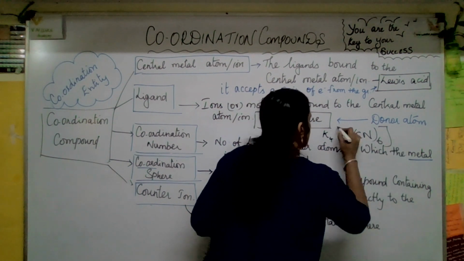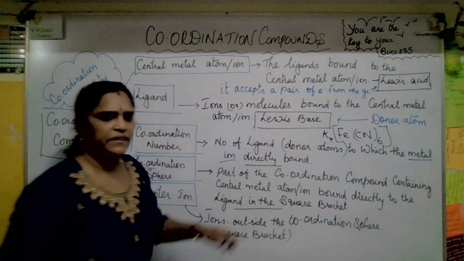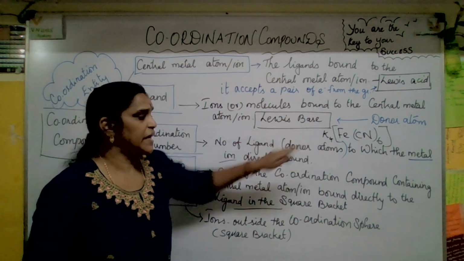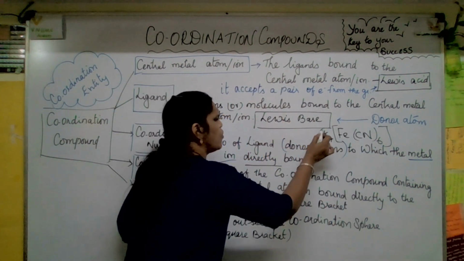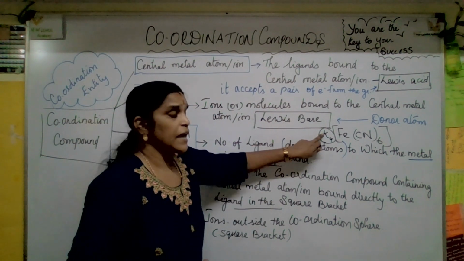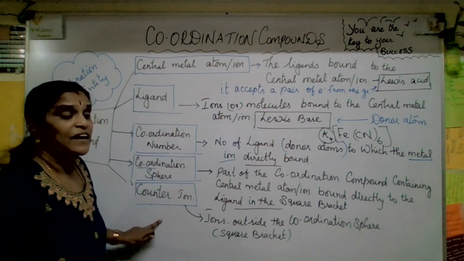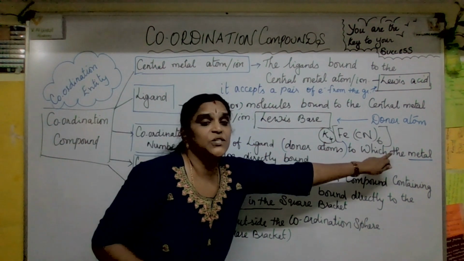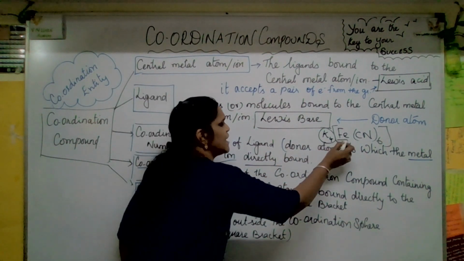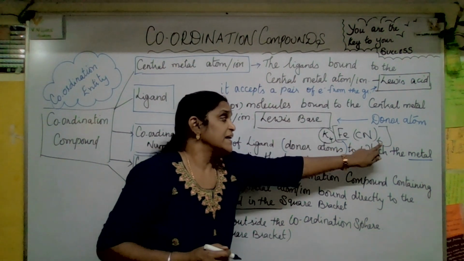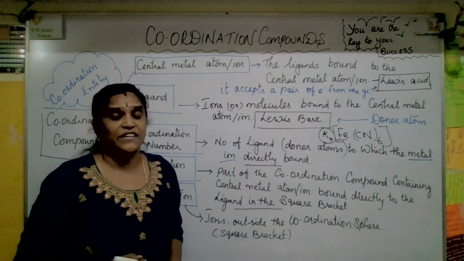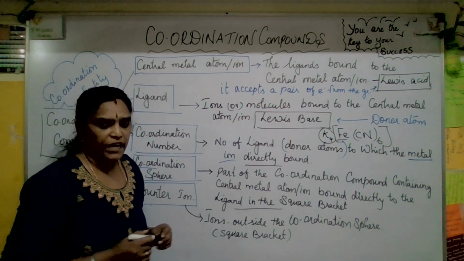K4[Fe(CN)6], with one square bracket. Is it visible to you? K4[Fe(CN)6]. Now what is K4? K4 is the counter ion, outside the square bracket. Fe is the central metal ion. CN is the ligand. 6 is the coordination number. I hope you got a clear idea.